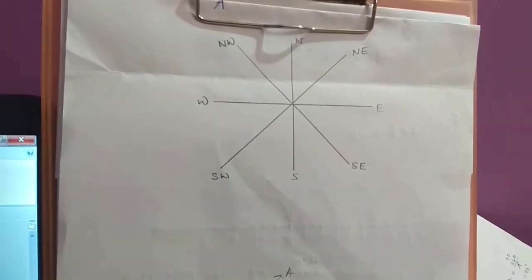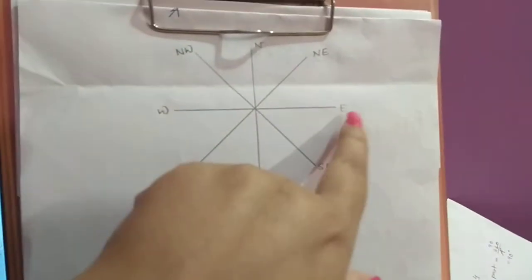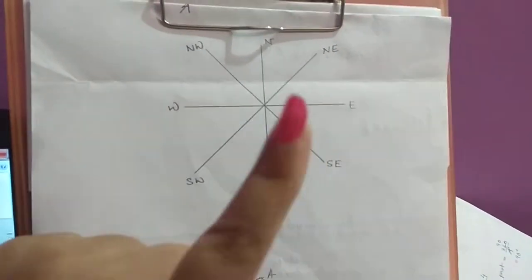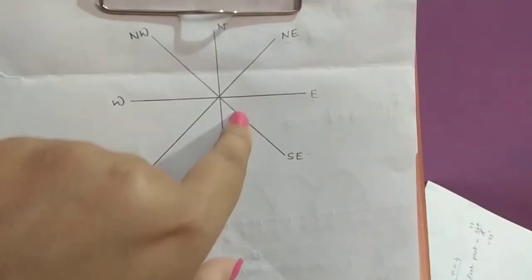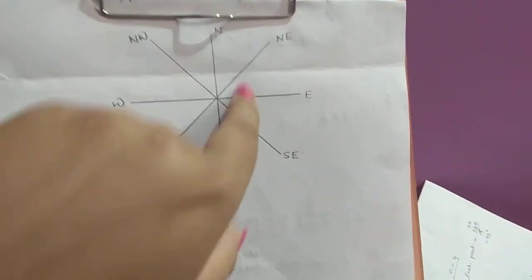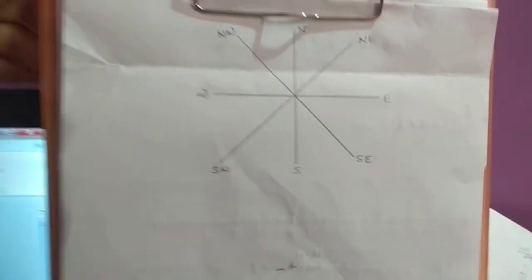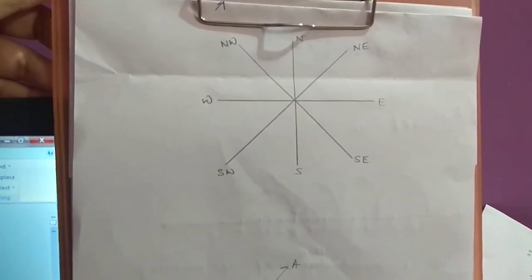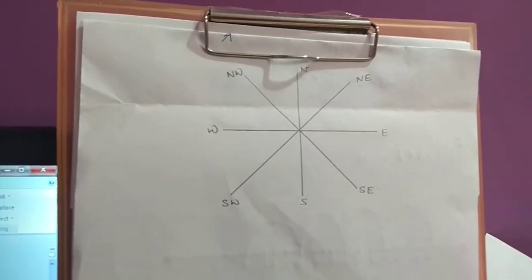First one is east and west. So east to west, it is a straight line, so the angle will be a straight angle. Then east to north, it is a right angle. So the other two I think you can do by yourself. So number 3 and number 4 are left for the students to be solved by themselves.